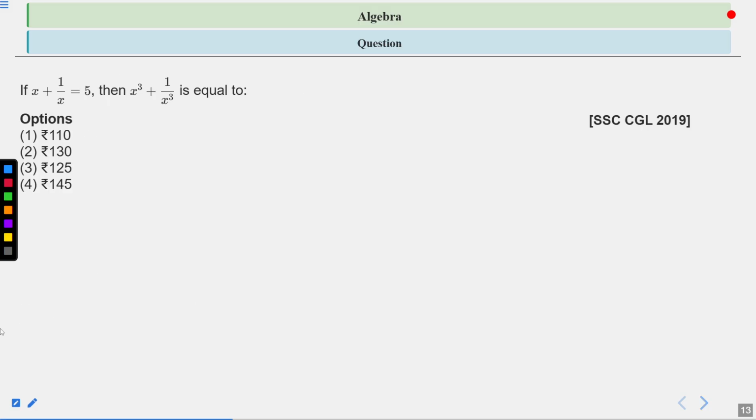The question is, if x plus 1 upon x equals 5, then what is the value of x cube plus 1 upon x cube? This question was asked in SSC CGL exam 2019. There are four options. First one is 110, second is 130, third one is 125, and fourth one is 145. Now you have 10 seconds to analyze the question. Your time starts now.